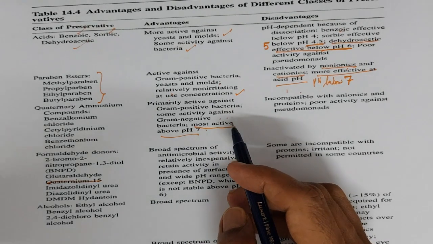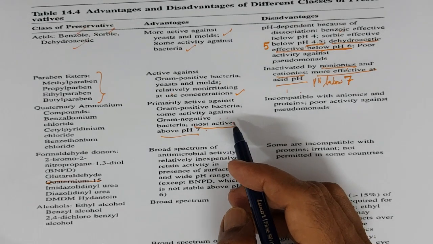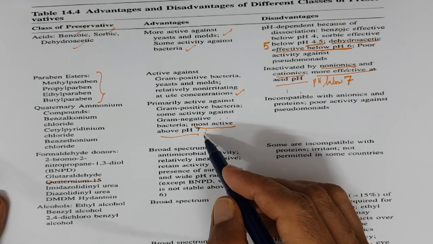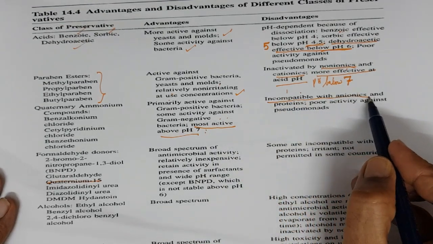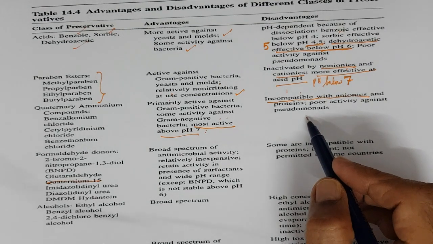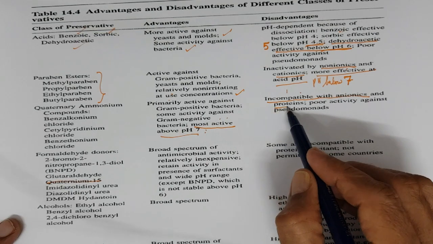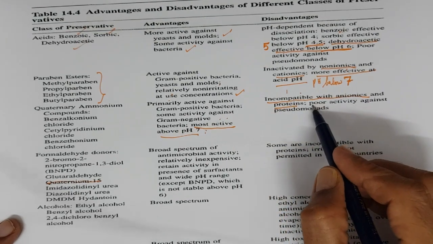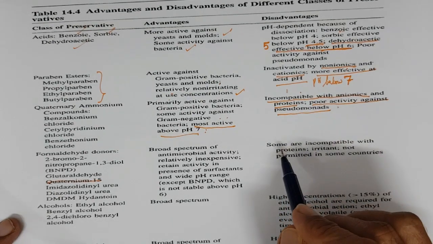We will come to that when I discuss the effect of pH on preservatives. Then, incompatible with anionics, because it's a cationic preservative, it will be incompatible with anionics because they get neutralized, surfactants, and incompatible with proteins. Poor activity against Pseudomonas, another bacteria, right?